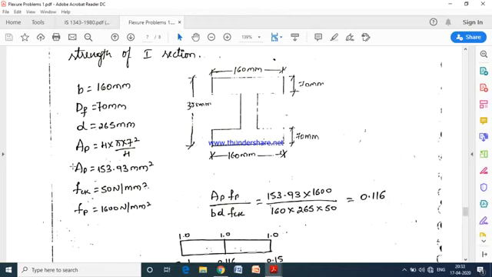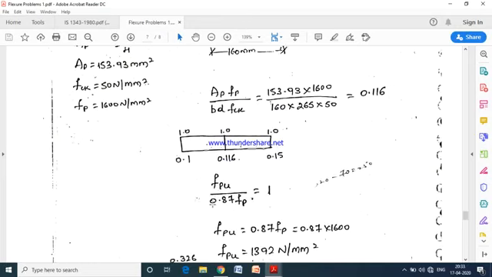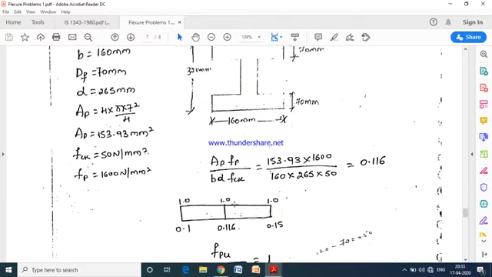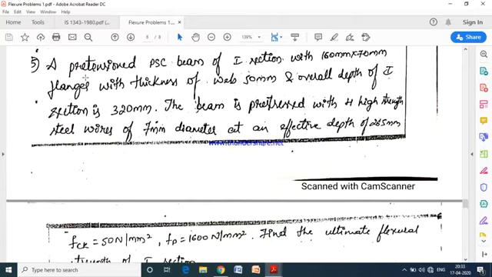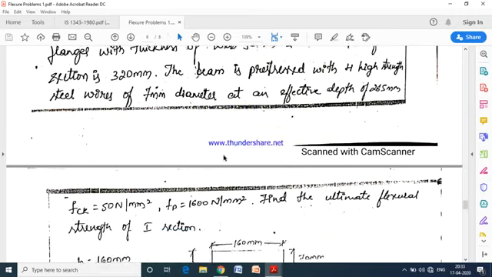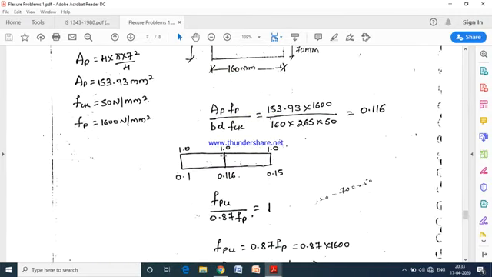Here the area of steel is not given. We need to calculate it for 4 wires of 7 mm diameter: 4 into pi d squared by 4. We have calculated the area, it is 153.93 mm². So Ap fp by b d fck ratio is 0.116 and fpu by fp is 0.87. Here it is pre-tensioned, so it is a bonded flanged section. The I section is a flanged section, and since it is pre-tensioned, it is a bonded flanged section.